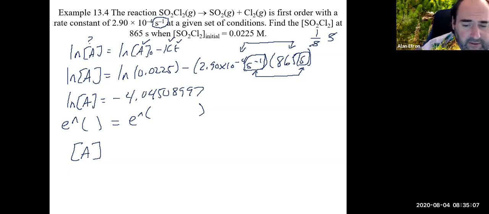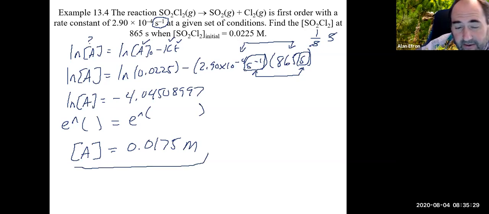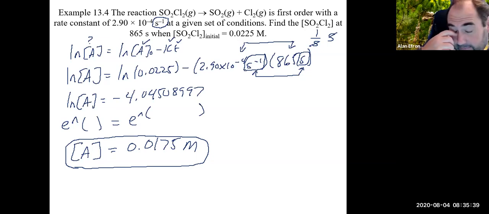Usually on your calculator, above the natural log button is where you can find that. You want to take e to the minus 4.04, and that is going to give you a concentration of 0.0175 molar. And we do see it did go down, which is good, because it should be decreasing with time. Our final concentration here is lower than our initial concentration. If for some reason it went up instead of going down, that probably would not be so good.